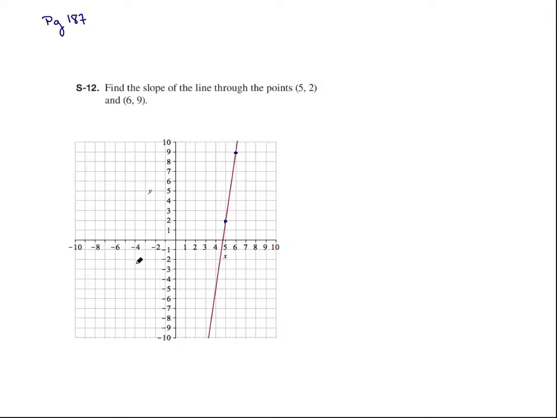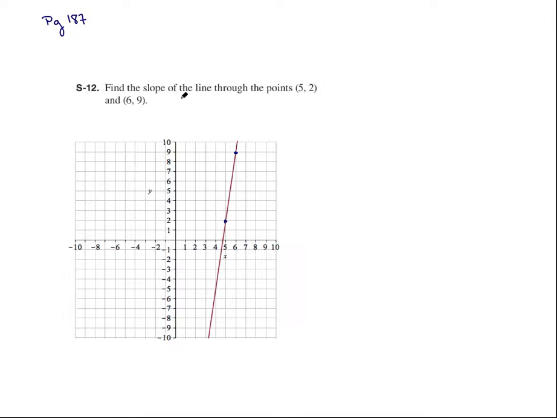In this video, we're going to look at two examples on how to calculate the slope of a line when we are given 2 points. So you can follow along with me in your textbook. This is on page 187, and we're going to do S12 and S15. So first of all, let's take a look at S12.